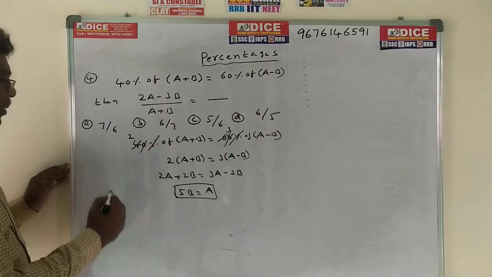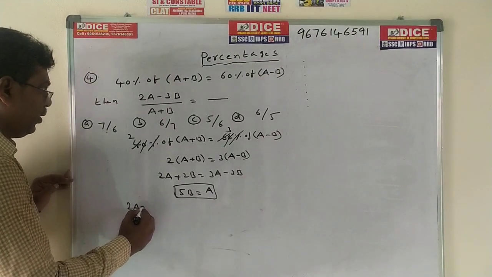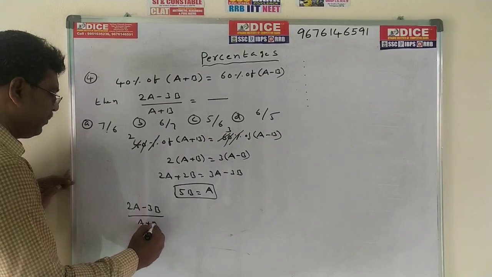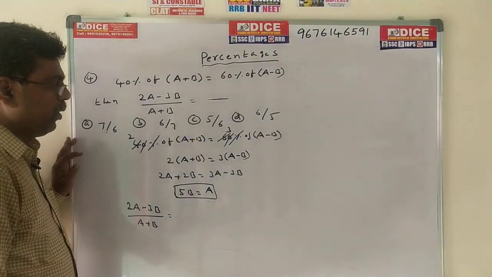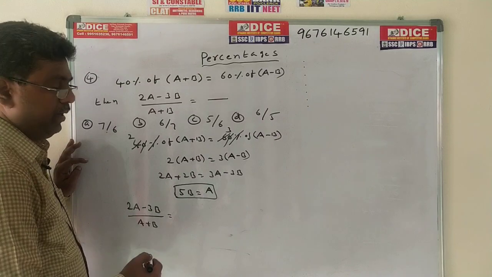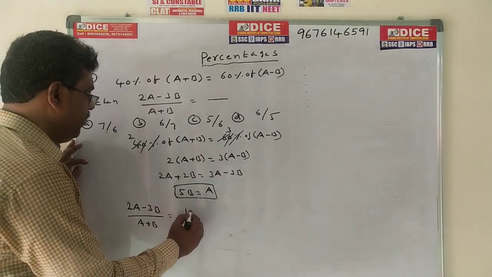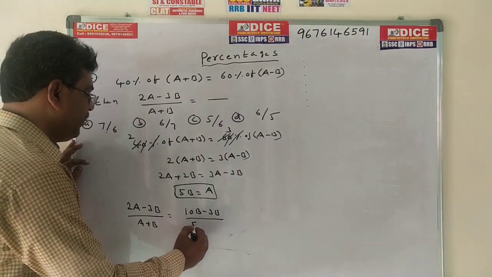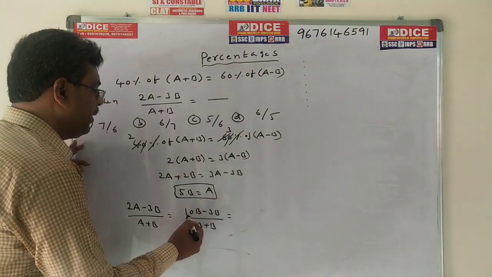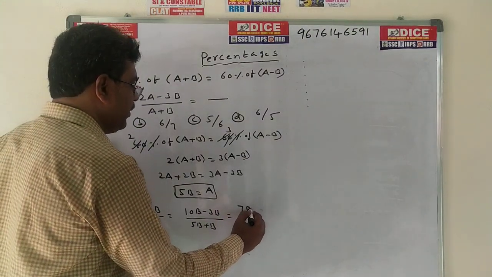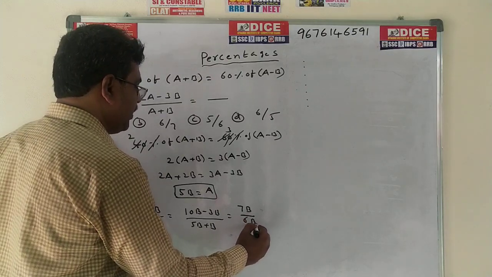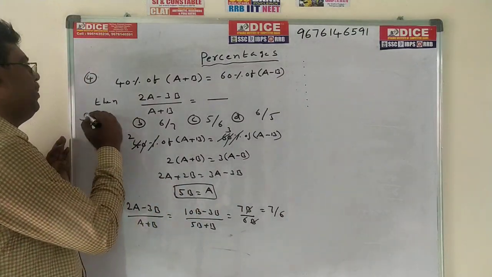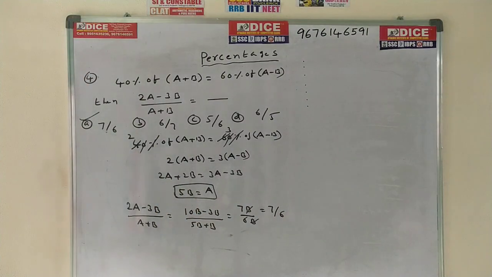Now you can take the problem. 2a minus 3b by a plus b is equal to, now you have to substitute in place of a, you can take it as 5b. So 2a means 2 into 5b, 10b minus 3b by a means 5b plus b. So 10b minus 3b is 7b by 6b. b cancel, the answer is 7 by 6. So the required answer is 7 by 6. Write down this way, go for the next method.